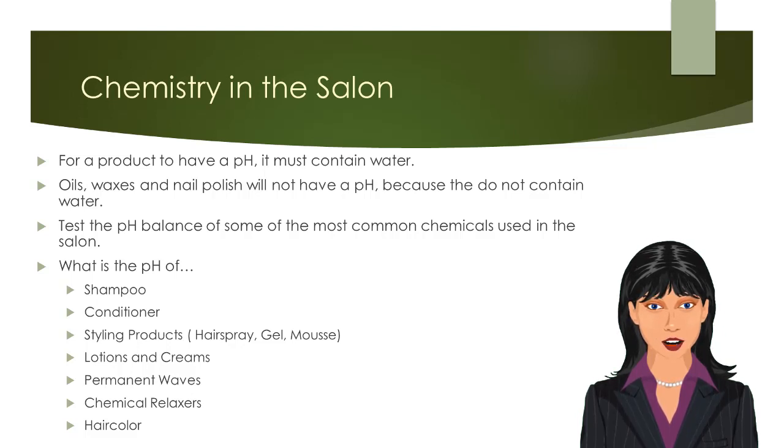Now it's time for you to test the pH of some of the most common chemicals used in the salon. What is the pH of shampoo? Conditioner. Hairspray. Gel. Mousse. Lotions. Permanent waves. Chemical relaxers. Or hair color?